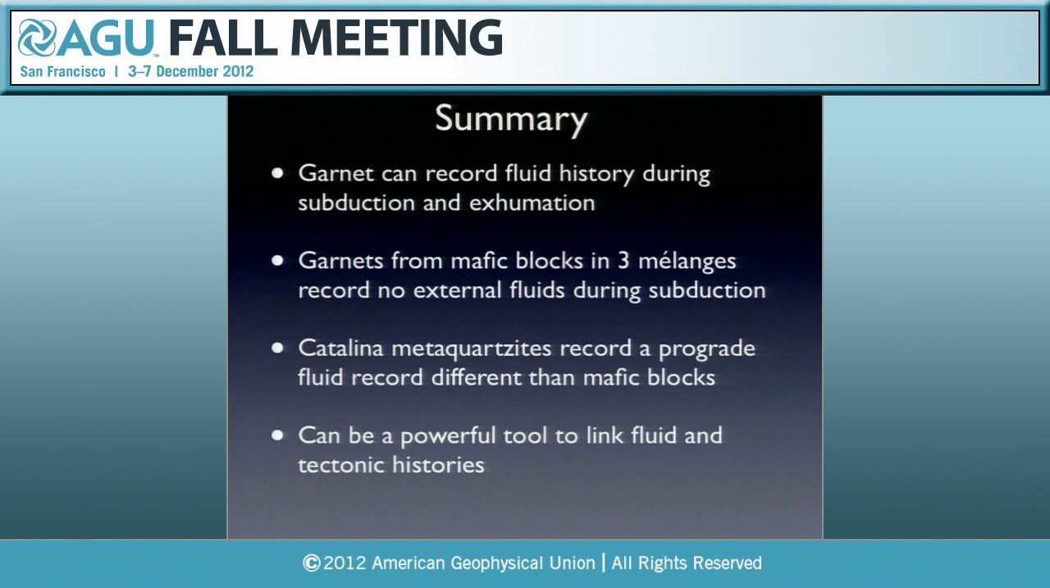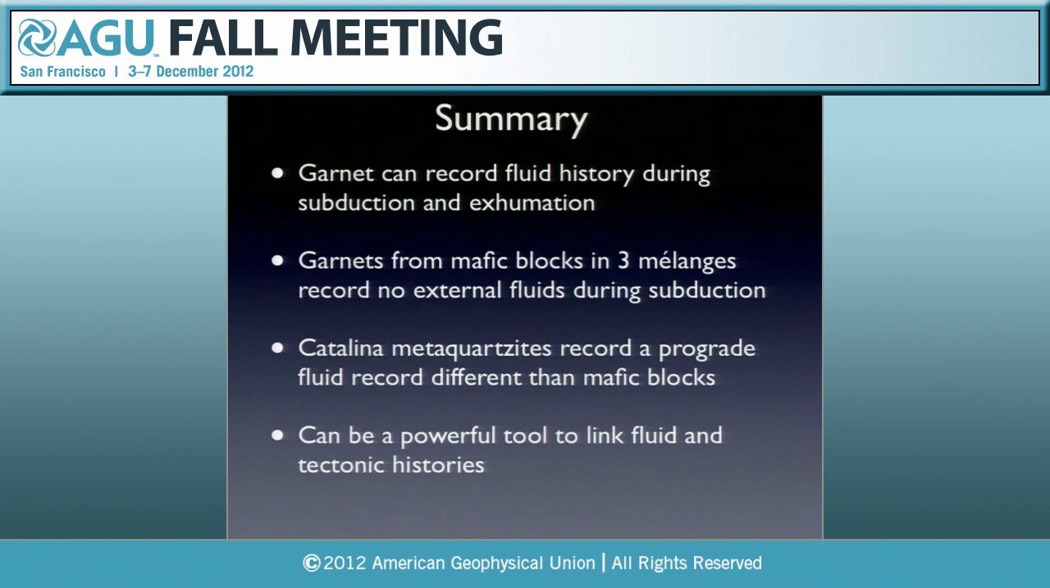So just a quick summary. We can see that garnet can record various fluid histories during subduction and exhumation, and that for mafic blocks, this fluid history, at least in the prograde, is pretty monotonous. It seems like the fluid sources are either within the garnet or there's no fluid at all. Only during certain late exhumation features we've seen in this limited sample set can you get some dramatic changes.